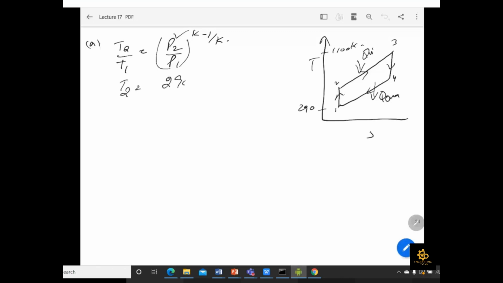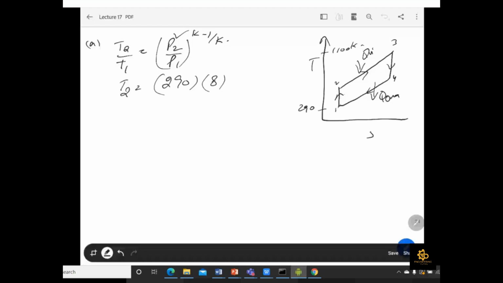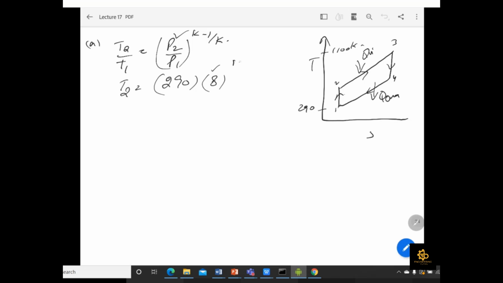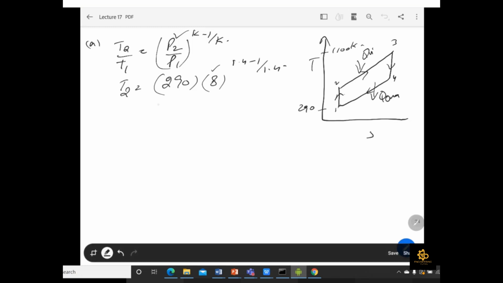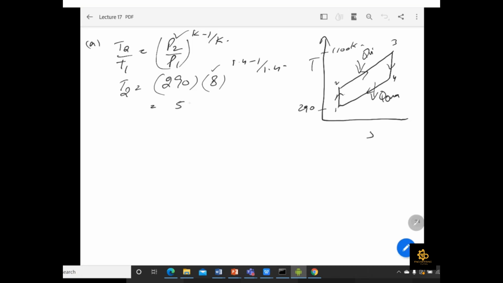So it will be 290 times 8. Okay, so the pressure ratio, I think, will not be given directly. So you have the pressure values in your problem, and you just have to divide the values and you will get the pressure ratio. So it will be 8 to the power 1.4 minus 1 over 1.4. And from here we get the value of T2, which is 525.3 Kelvin.